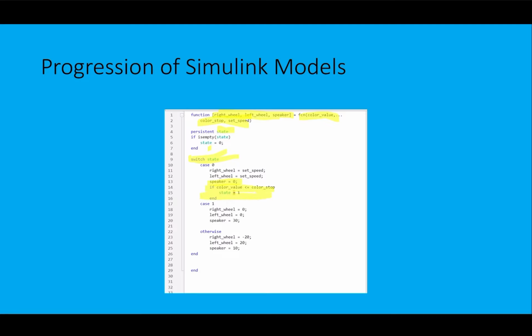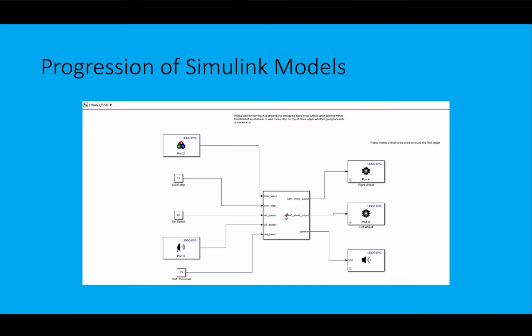this if statement is what changes everything, or changes the state. If the color value is less than or equal to the color stop value, then the state changes to state 1. And in case 1, the wheels stop moving and the speaker starts blaring out very loud. Otherwise, if it gets lost or in something random, it's just built to spin around.